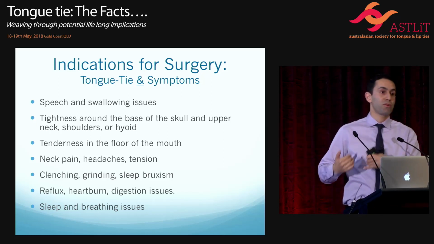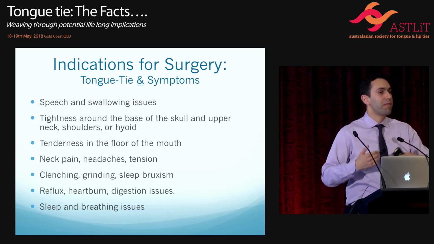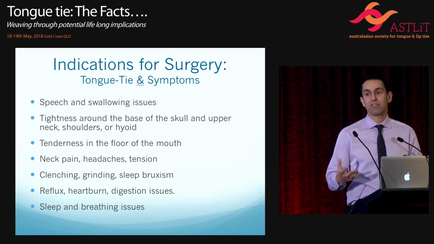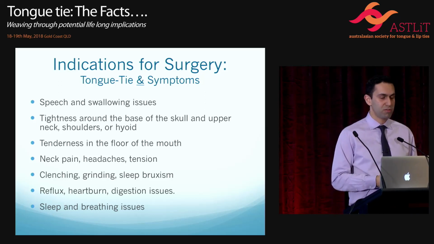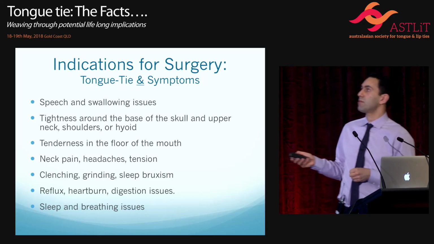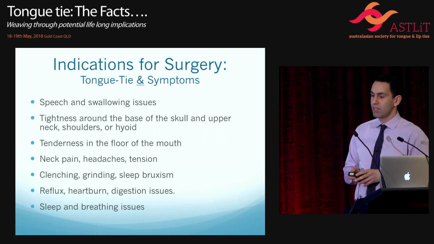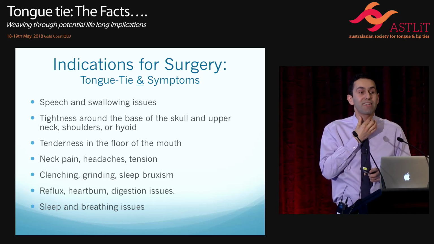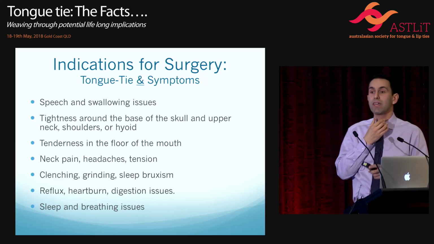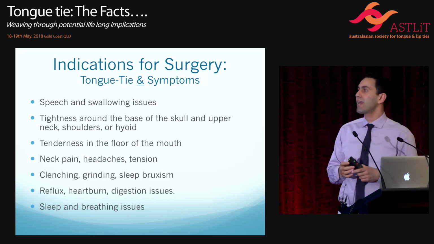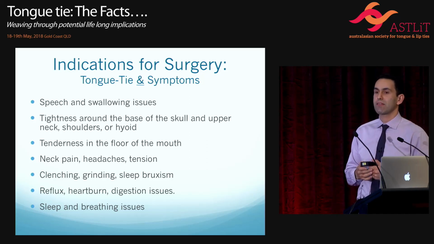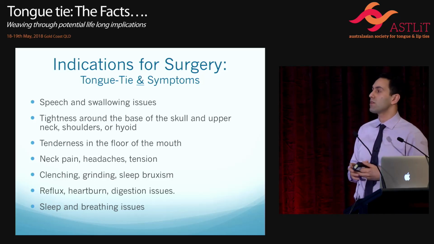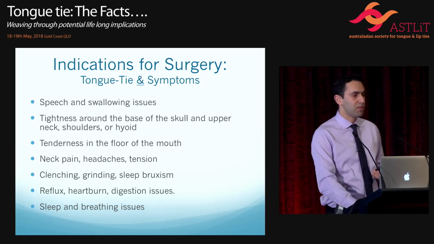And yes, these are case reports and case series, level 5 and level 4 evidence. But this is the pathway we have to take so we can learn more. And we want you to look for these signs in your patients so that you can help contribute to the knowledge base. What are some of the issues that you can find in these patients? You can have speech and swallowing issues, of course. You can have tightness around the base of the skull, neck, or hyoid from the chronic tension in these areas that they have to do to get their tongue up and to swallow. You can get neck pain, headaches, tension, clenching, grinding, sleep bruxism, reflux, heartburn, digestion issues from poorly chewing the food or swallowing air when they're eating, as well as sleep and breathing issues.